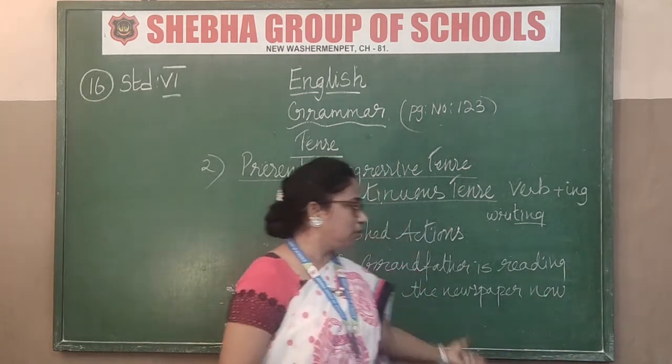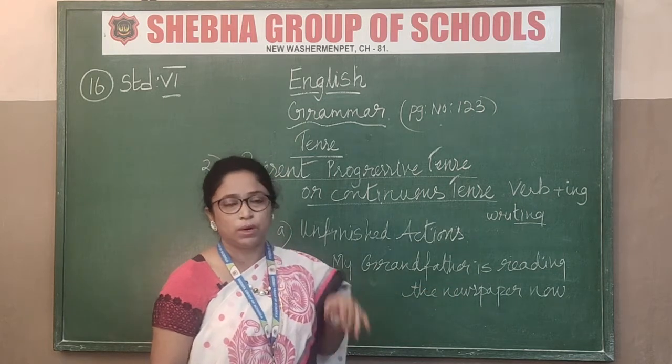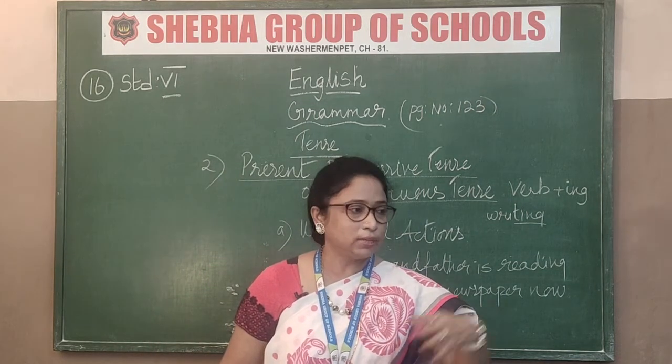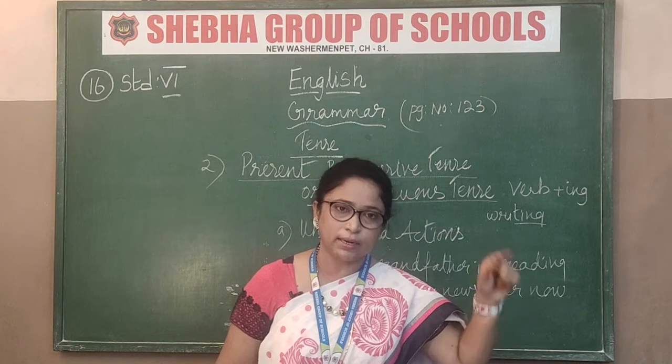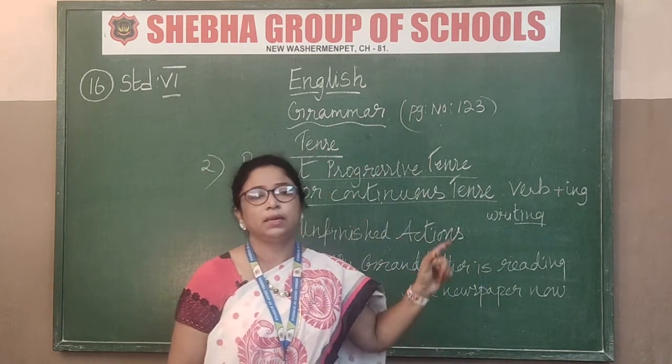So another example I have written on the board. My grandfather is reading the newspaper now. So what is he doing? He is reading the newspaper now. He has not finished reading, he is going on reading. So it is called the unfinished actions. Got that now? So that is known as progressive.